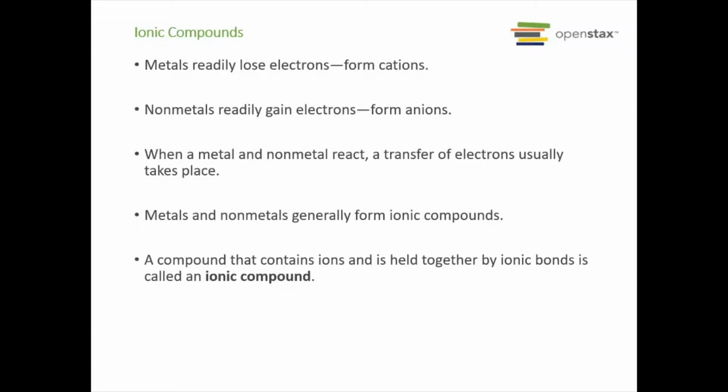So metals like to give away their electrons to form cations. Non-metals like to take electrons to make anions. When a metal reacts with a non-metal, generally what happens is electrons are transferred from the metal to the non-metal. And then we make an ionic bond because you have a positive charge and a negative charge coming together. And this makes an ionic compound.